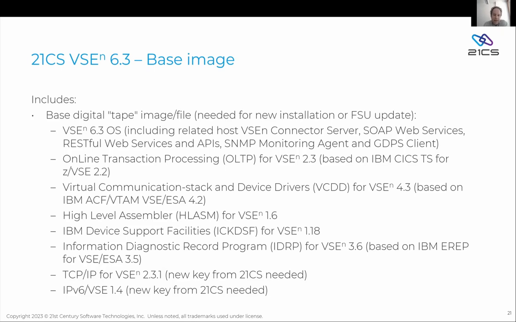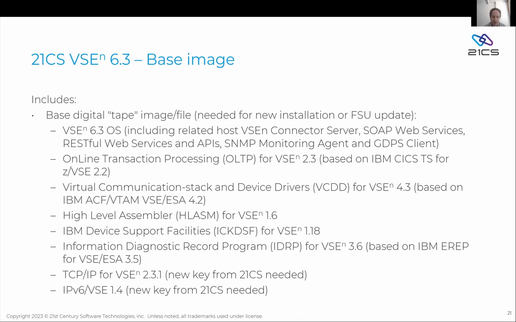So here again, I start now talking about what to expect in the operating system. As mentioned, we're keeping the same structure as IBM had. The base image has products like the operating system itself, which includes the connectors, the host part of the connectors, then also what IBM calls KICS, we call OLTP. Also, what IBM calls VTAM, we call VCDD. And then the high-level assembler, the disk support, device support utilities to format your storage disks, and also what was EREP at IBM, here as IDRP, to do the diagnostics with the IO.